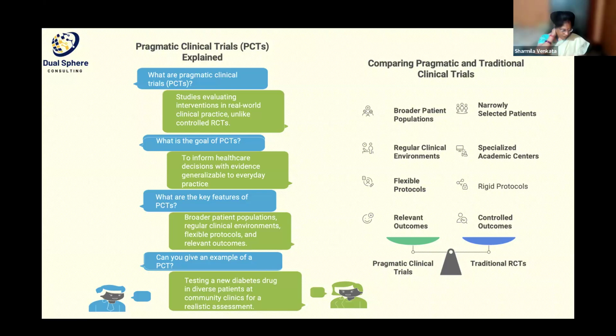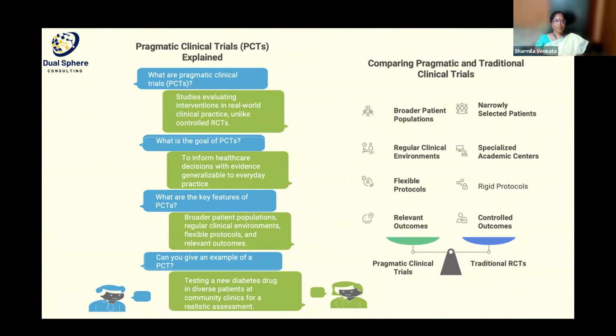So, for example, testing a new diabetes drug in an RCT, we'll see middle-aged, otherwise healthy patients, and the outcome is HbA1c reduction. But in pragmatic clinical trials, we'll see elderly patients, obese patients, and those with cardiovascular disease, and outcomes are hospitalization, quality of life, and daily function.